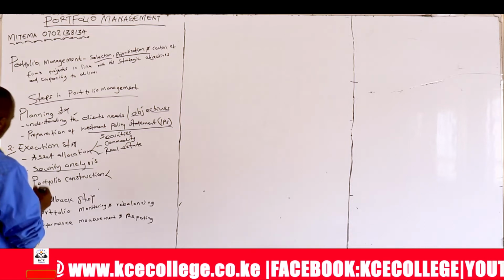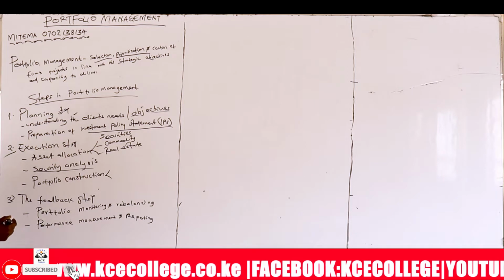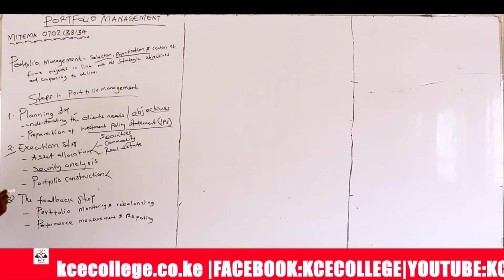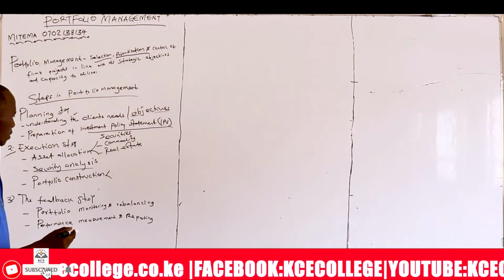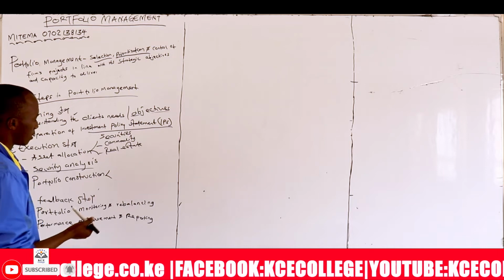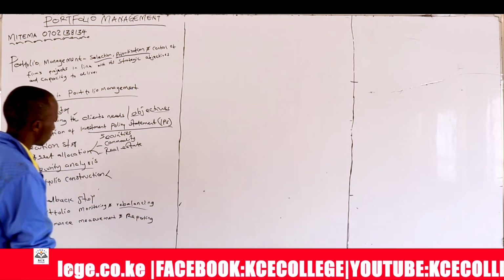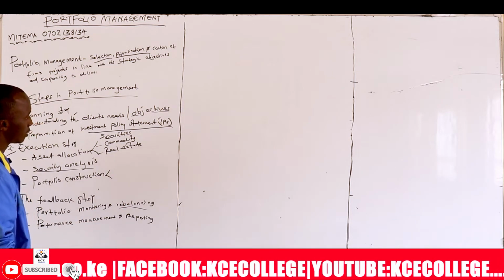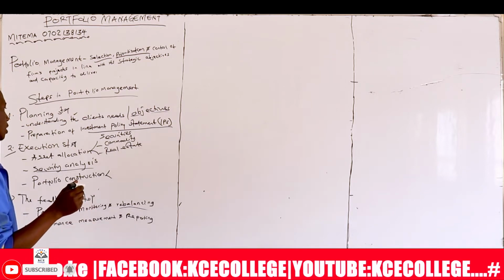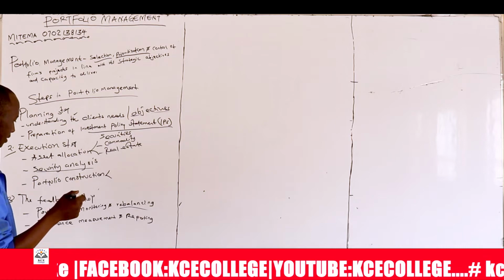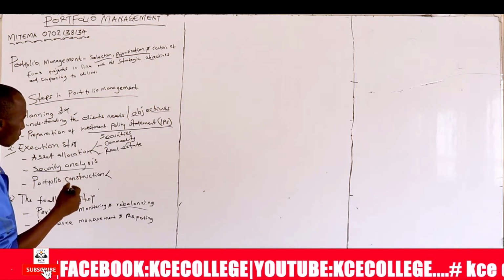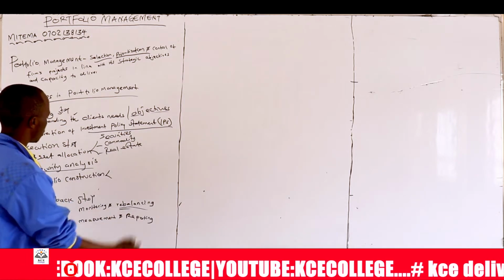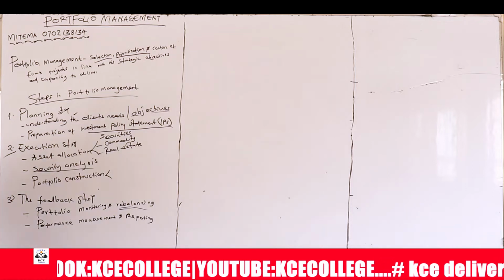And then after you have done all these and executed your project, you need to have another final step, which is called the feedback step. This is where you monitor how the execution is going on. And if there is need for rebalancing, probably you need to allocate more funds, or do a buyout or withdraw some funds from the project. This is what we call rebalancing. You monitor and you balance, and then you do what we call performance measurement.